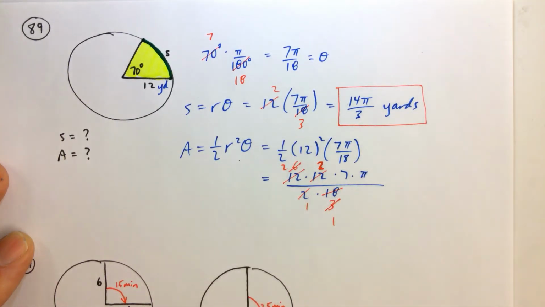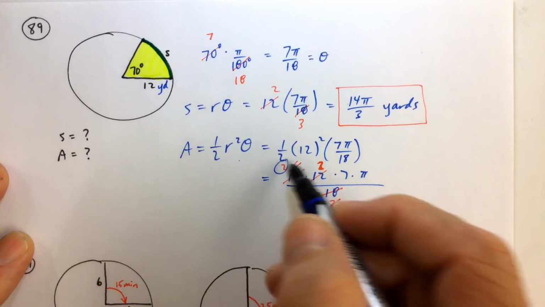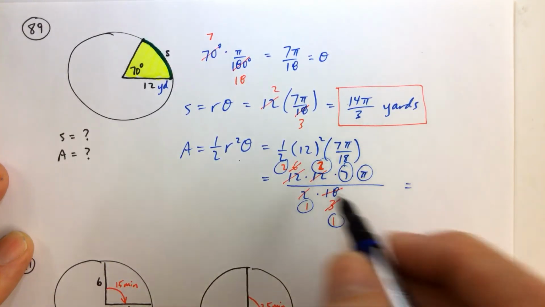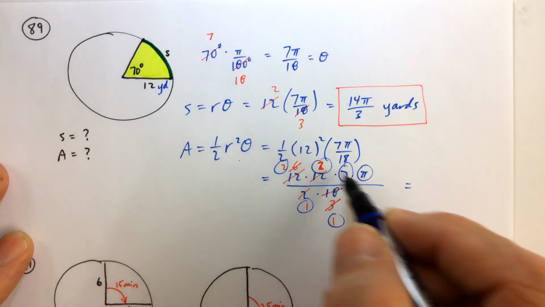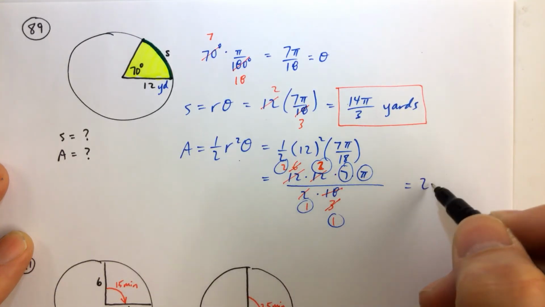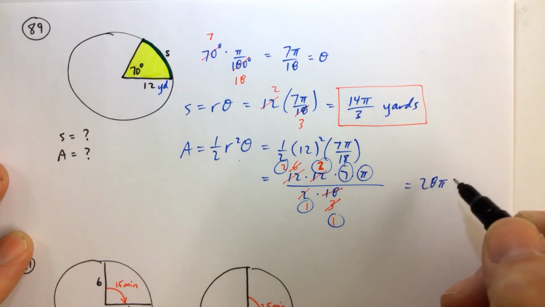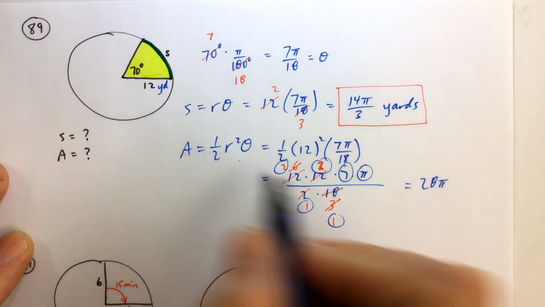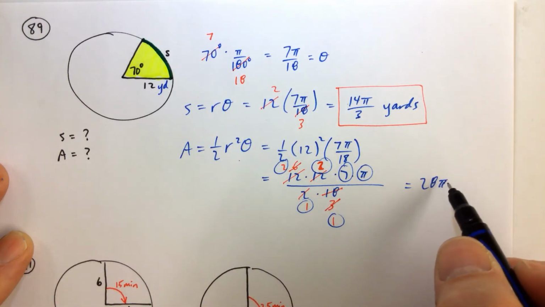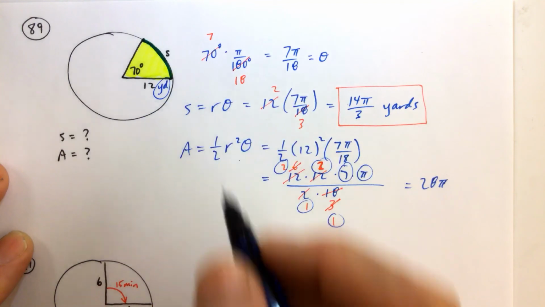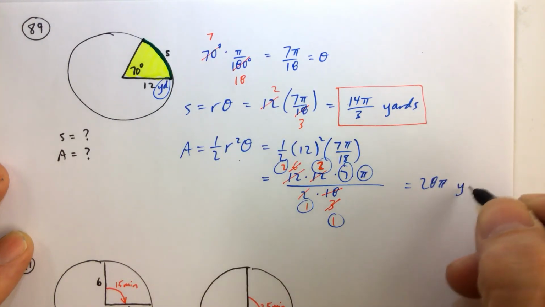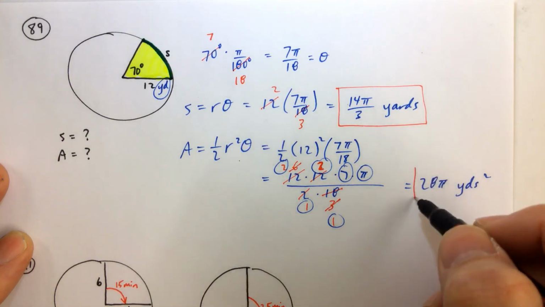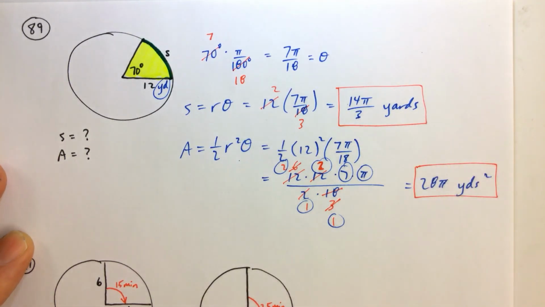And now all we're left with in the numerator is a 2, a 7, and a pi. And then down here we just have 1 and a 1. So 2 times 2 is 4, 4 times 7 is 28, and then we have that pi right there, so we have 28 pi. And what are we finding? We're finding area, so we're going to need to include our units of measure as square units. And again, the radius is measured in yards, so we would have 28 pi square yards. That would be our area of the sector.